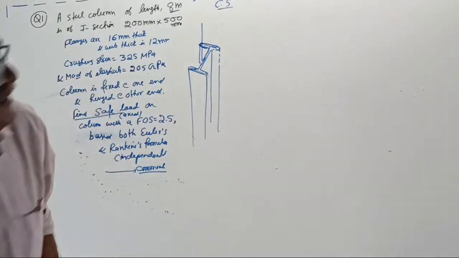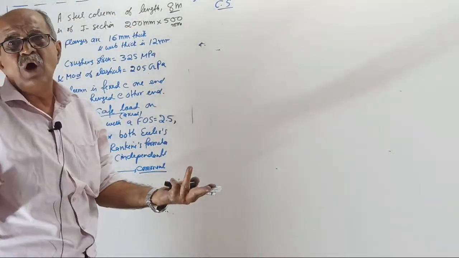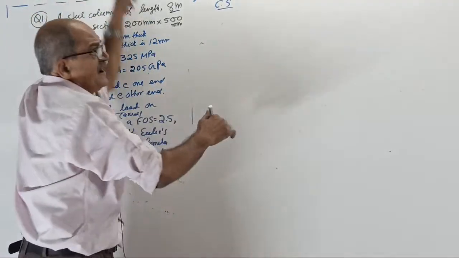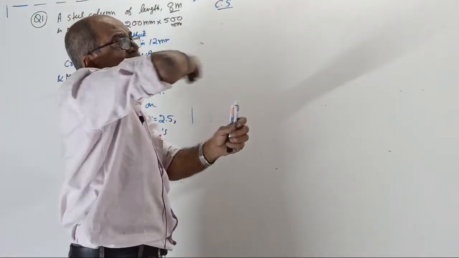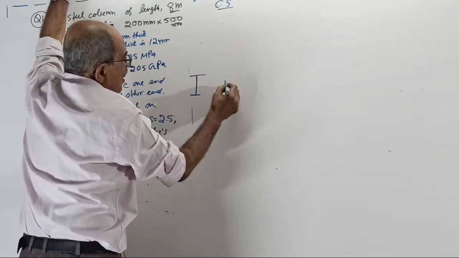Okay, start. Now, but here, what? Here, handbook is not there. So, first write cross section. Load is applied like this. You cut here. You can write the cross section either like this or like this.